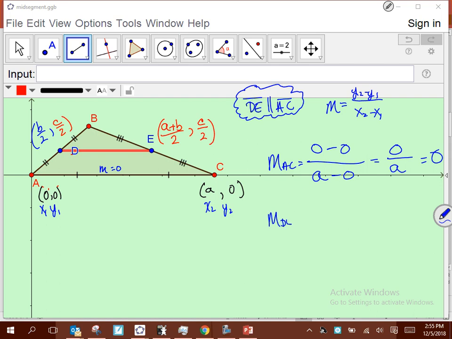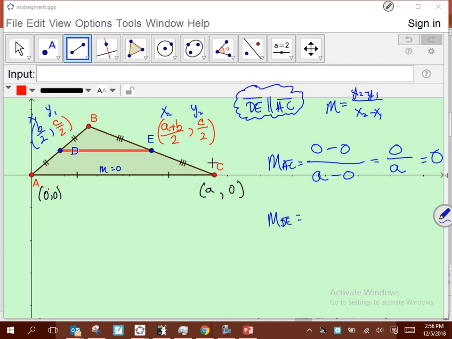Slope of segment AC, so this would be slope of segment DE. Okay, so now, would we agree that when we find the slope of DE, this could be x2, y2, and this could be x1, y1?